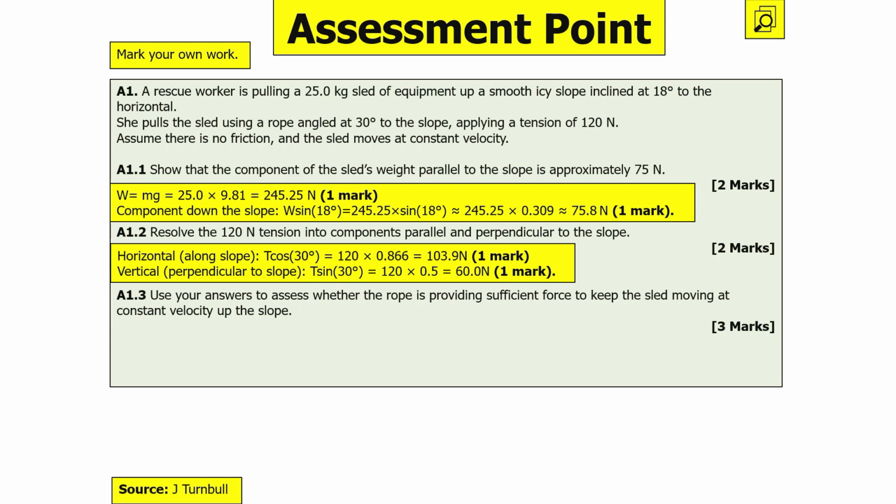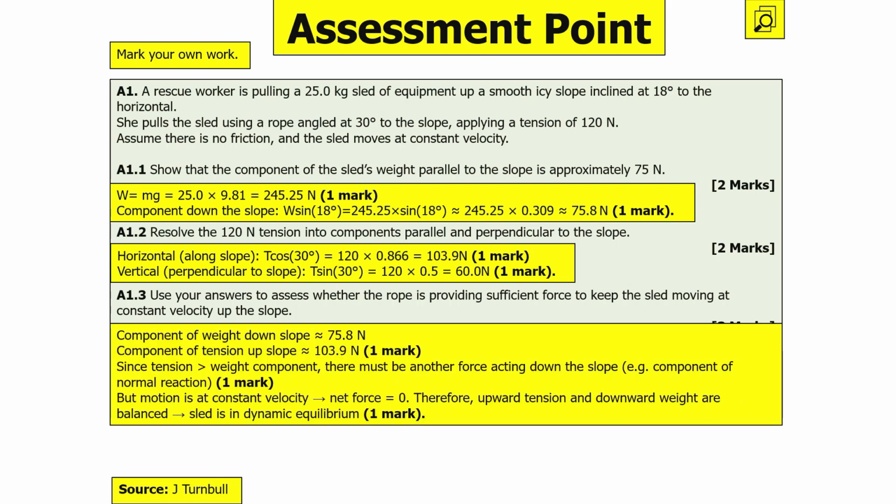Now finally, the component of the weight down the slope from the first part is 75.8 newtons. The component of the tension up the slope, which you've just worked out, is 103.9 newtons. This tells us that the tension force is greater than the component of weight. So if it's moving at a constant velocity, there must be overall no resultant force, so there must be another force acting down the slope.